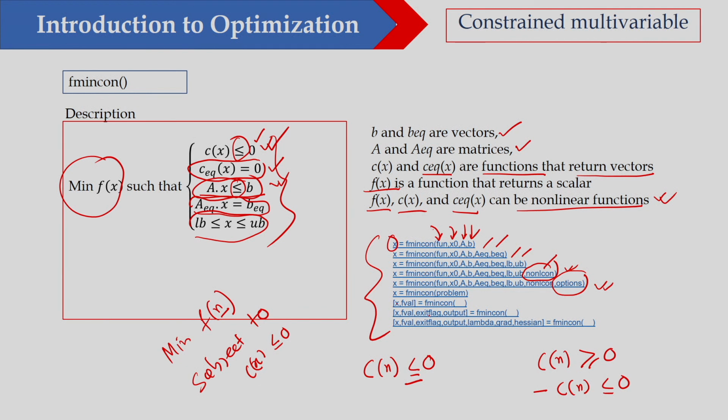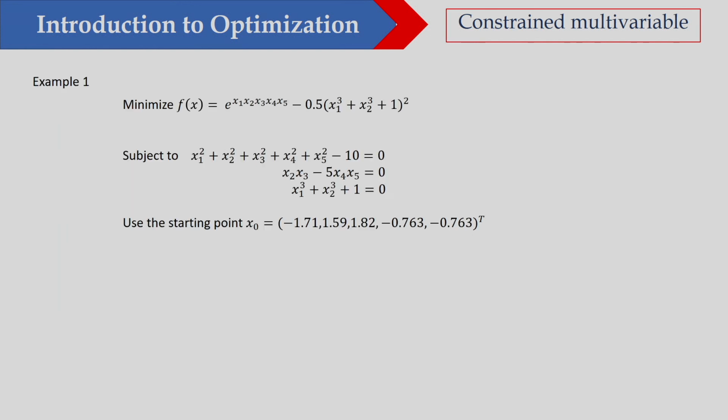Similarly, I can see the exit flag and output, and I can also get some other information like lambda, gradient, and Hessian. That information I can also extract from here. Now, let us see, I would like to solve this particular problem using the fmincon function.